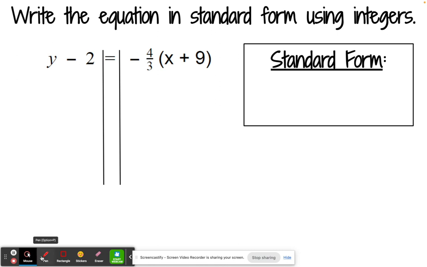Okay, this one, again, is written in point slope form. So let's feed the birds. I lost my pen, I think. Okay. So negative 4/3 times x is negative 4/3 x.